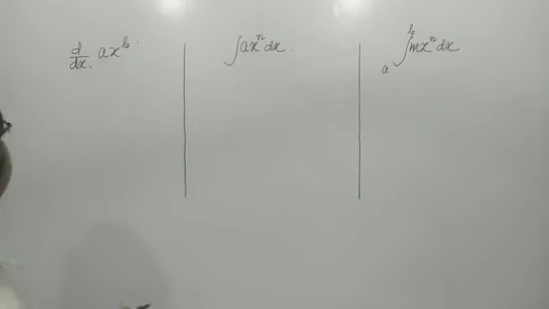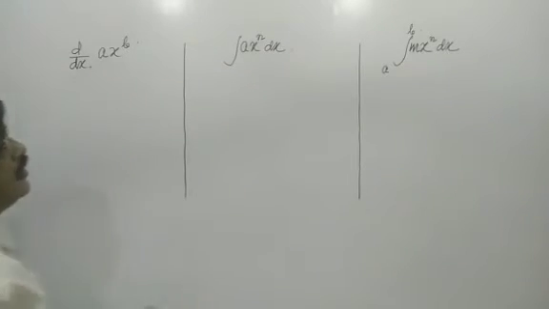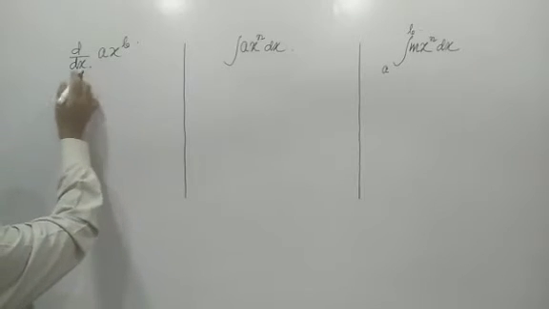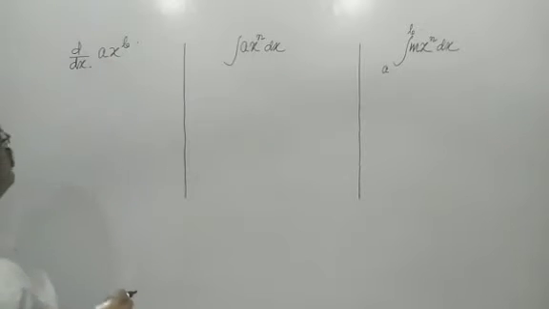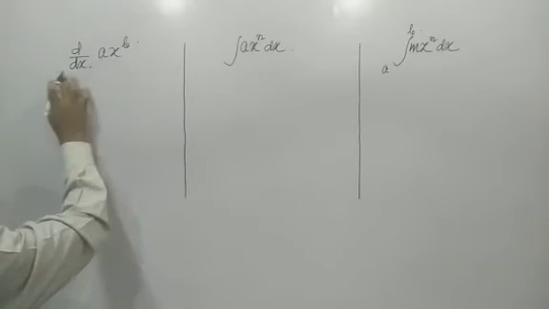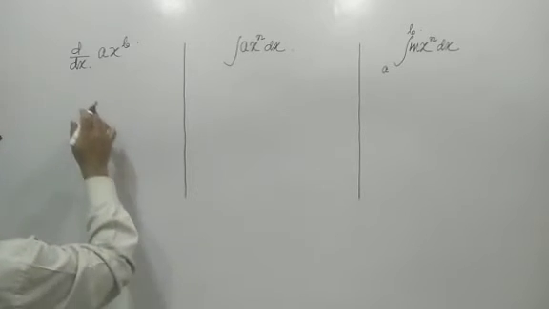Now the last part. Here, three basic rules of calculus are to be applied. First one is differentiation. Here d/dx of a·x^b, where x is the variable, only x is variable, the others remain constant. So how to perform? Very simple.